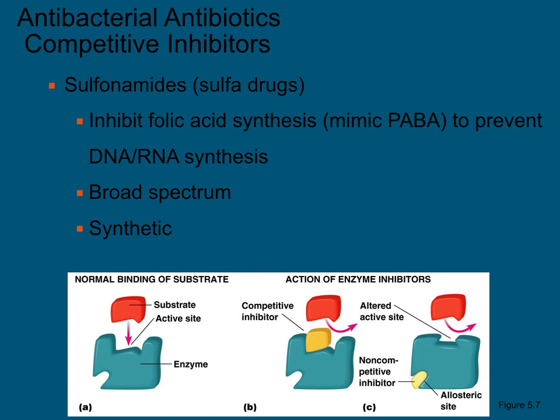Sulfa drugs are inhibitors. They are competitive inhibitors. You've seen this picture before down here, right? So sulfa drugs will compete with one of the nucleotides in DNA replication. They inhibit the synthesis of a compound known as PABA, and PABA is used in DNA and RNA synthesis, so they can inhibit replication. This is a very broad spectrum drug, and it is man-made. It is synthetic. Actually, sulfa drugs were the first totally synthetic antimicrobial compound given as a chemotherapy.